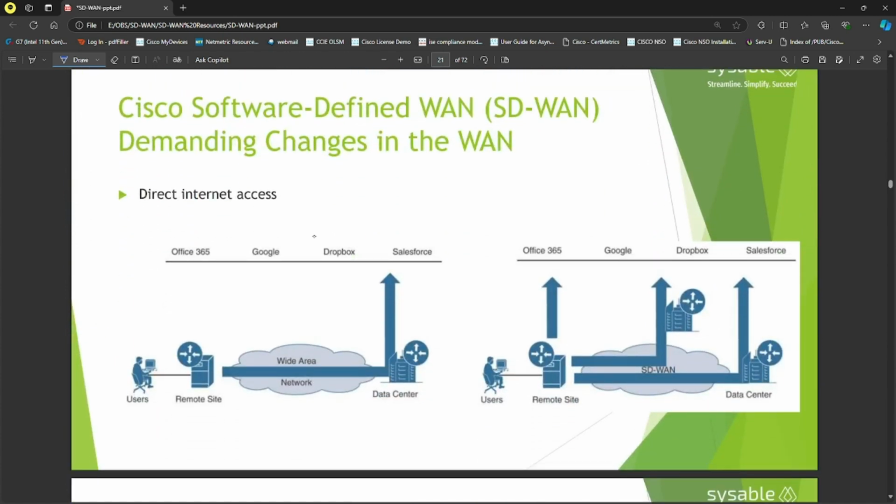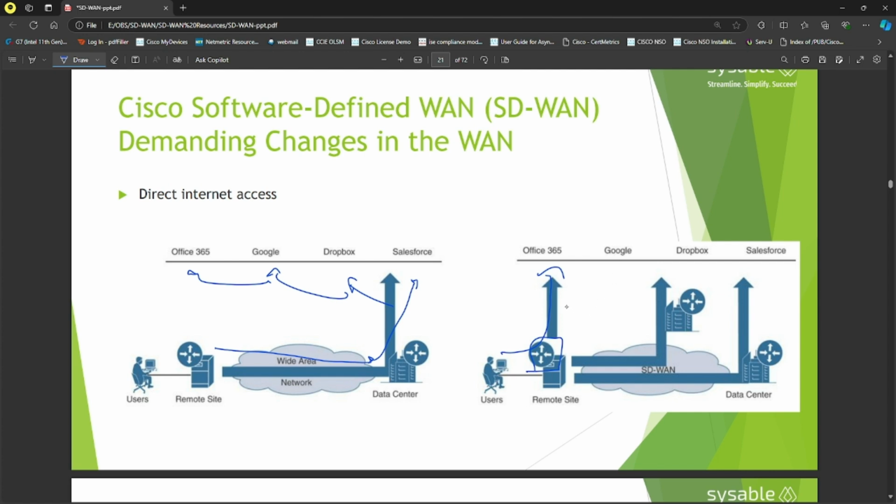Now, direct internet access. Traditionally, what happens? Traffic goes to the data center, and from the data center you go to your different applications. But now the requirements have changed. So this is your branch device. If you want to go to Office 365, you don't have to go to the data center. You can simply allow them to connect directly to Office 365.